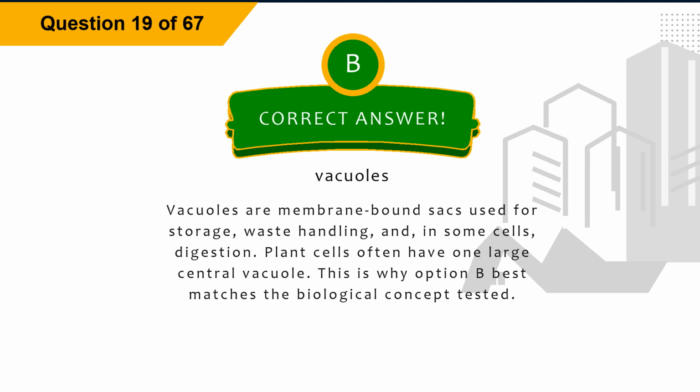Explanation. Vacuoles are membrane-bound sacs used for storage, waste handling, and, in some cells, digestion. Plant cells often have one large central vacuole.